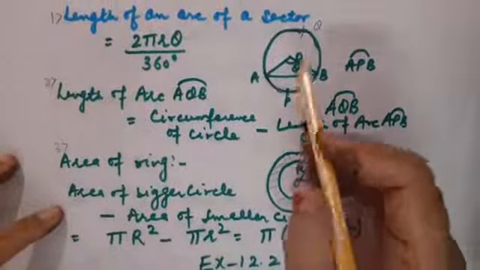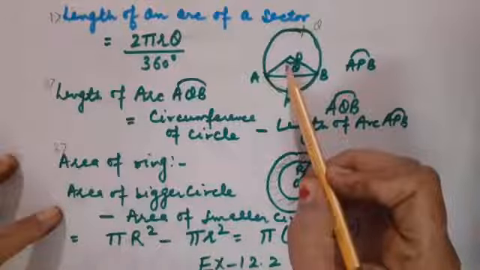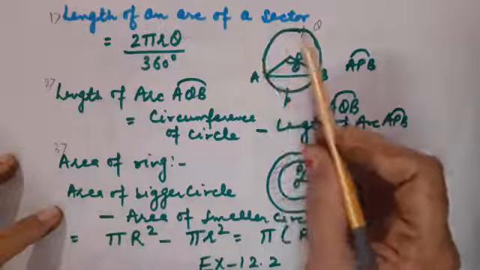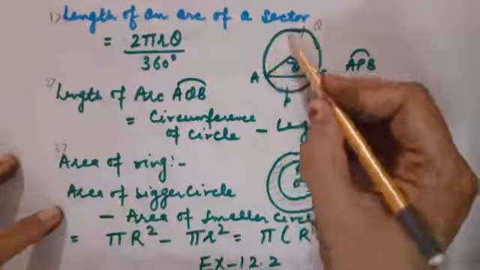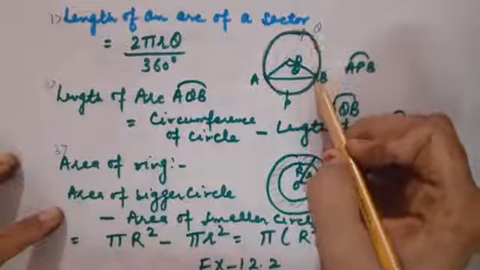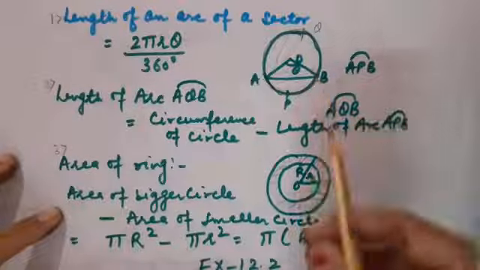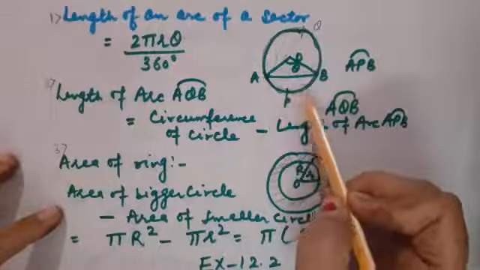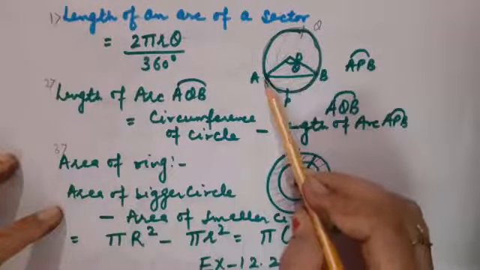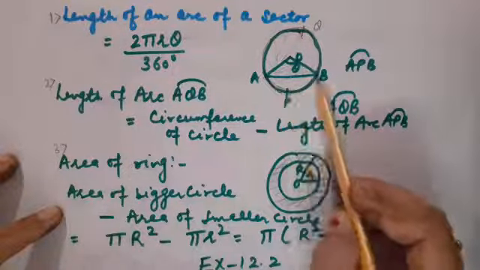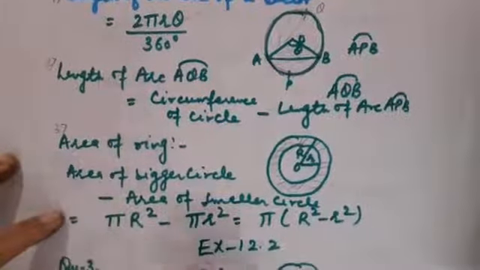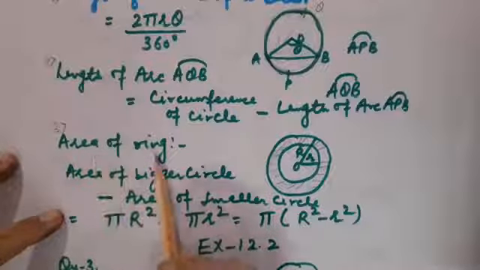Now the next comes how to calculate length of the arc which is corresponding to the major sector, that is OAQBO. Means this is the major sector, you can see, and this AQB is the major arc. So how to calculate its length? This is very simple. First of all, you will have to calculate the complete circumference of the circle, that is 2 pi r, and then subtract the length of arc APB from there so that you can get AQB. Clear, children?